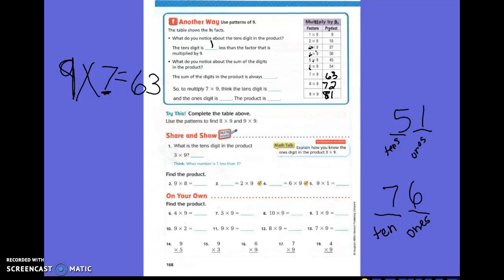Okay, complete the table above, which we did. Oh, hold on. The sum of the digits is they always equal 9. So multiplying 7 times 9, think of the tens digit as 6, and the ones digit would be 3, and the product would be 63. Okay, use the patterns to find 8 and 9, which we did. We already did that, so don't do that. Now you guys get to do share and show with a partner.